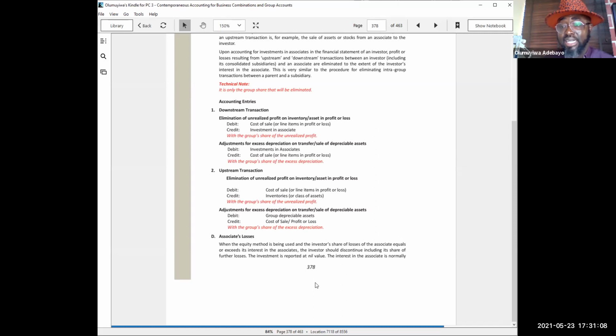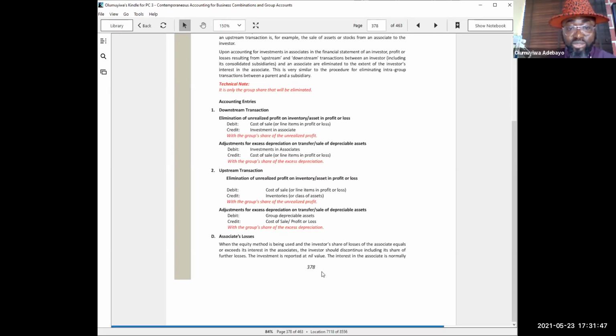Your equity interest in an associate cannot go negative, which means the worst that can happen to you is that your whole investment is zero, which means your whole value is eroded. But there's an exception to that: where you also have a form of guarantee or obligation on the associate, your loss can be recognized to the extent that your value of equity in the associate can be negative, subject to the amount of guarantee or obligation you can assume on behalf of the associate.